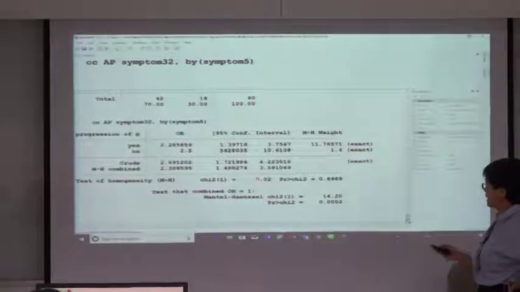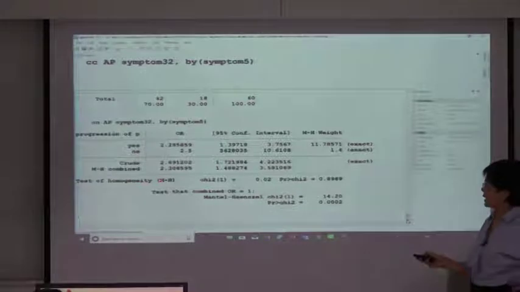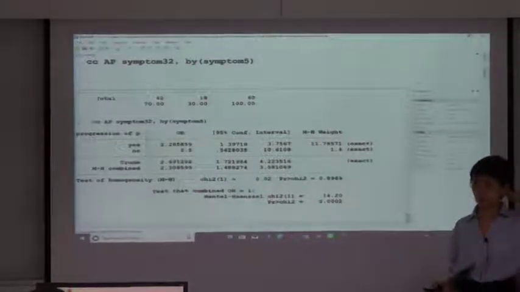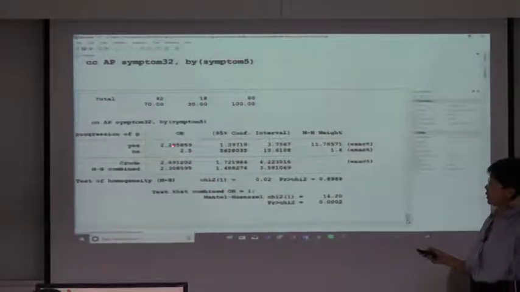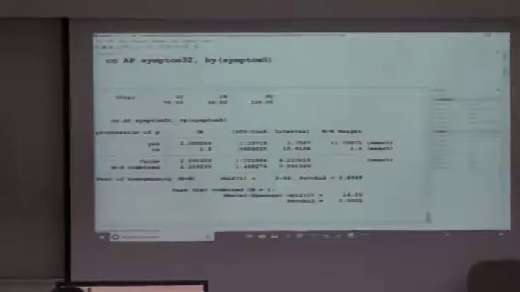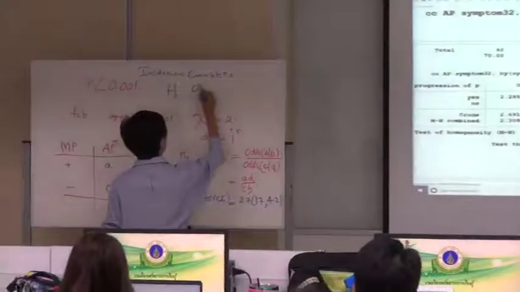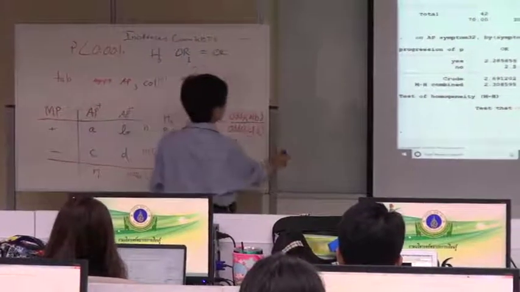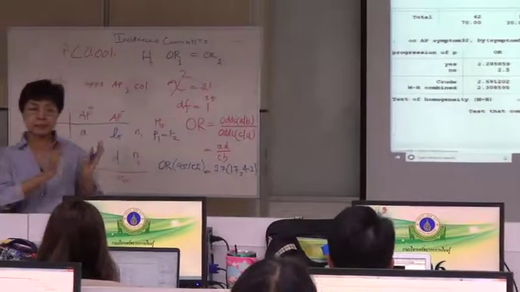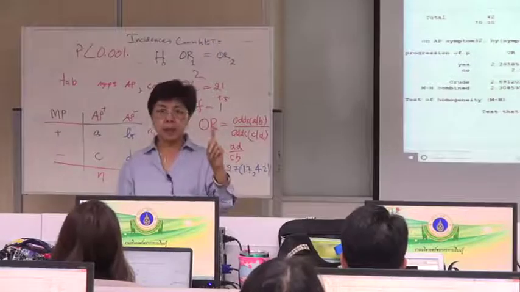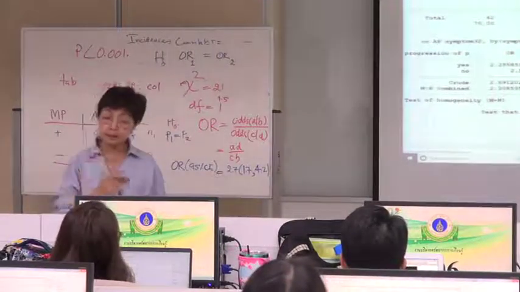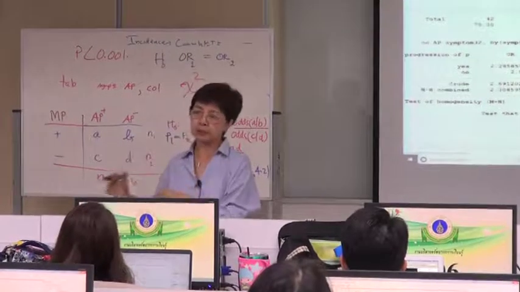But what does the homogeneity test here mean? The homogeneity test is testing whether odds ratio 1 equals odds ratio 2. So what's the difference if the two odds ratios are not equal? OR1 is the odds ratio of the effect of migration of pain on appendicitis in progression of pain. OR2 is the effect of migration of pain on appendicitis in non-progression of pain.